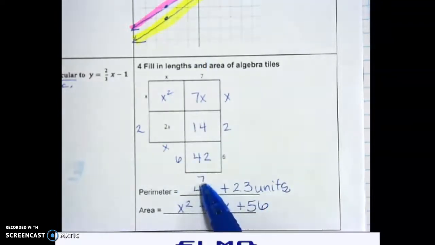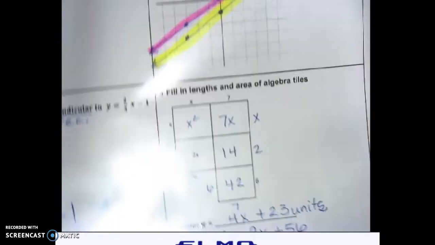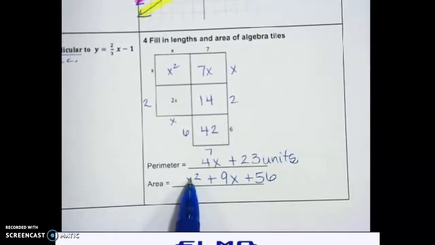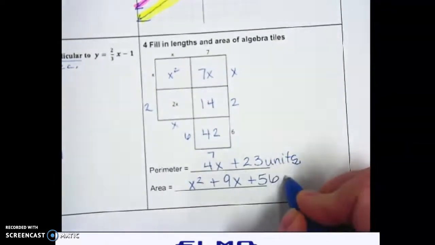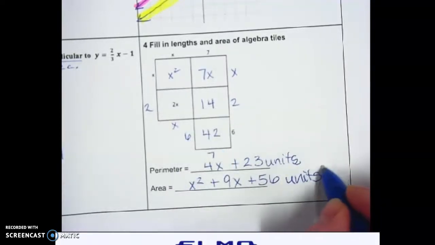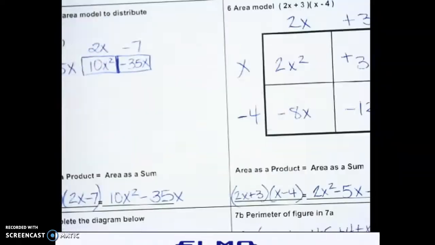Add those up with the calculator, you should get 23 units. For the area, you're going to add up all of the units on the inside. So there's 1x squared. The 7x and 2x combine to get 9x. And then the 14 and the 42 add to get 56, and that's in units squared. All right, flip it over to the back on page 2.